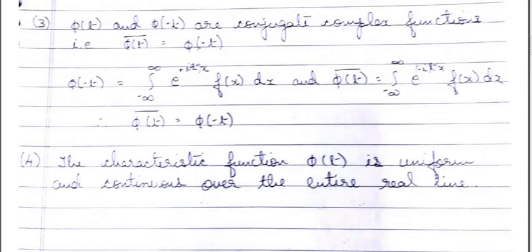So if we put here phi of minus t, that is nothing but the integral from minus infinity to plus infinity of e raised to minus i t x f(x) dx. And phi of t bar, that is also the integral from minus infinity to plus infinity with minus 1 multiplied with t x f(x) dx. So both are equal. Phi of t bar and phi of minus t, both are equal. Here it is minus, negative.